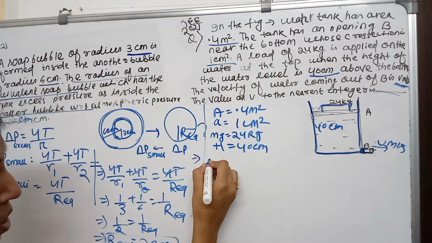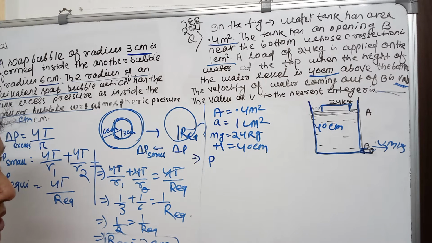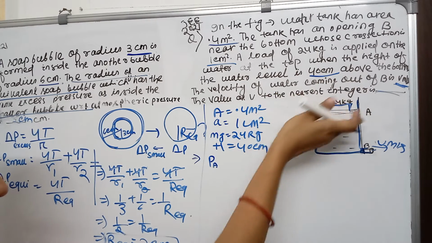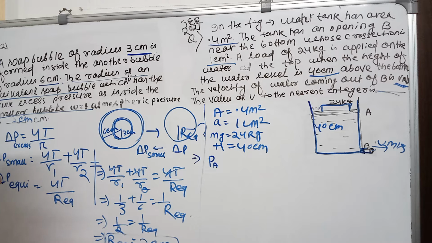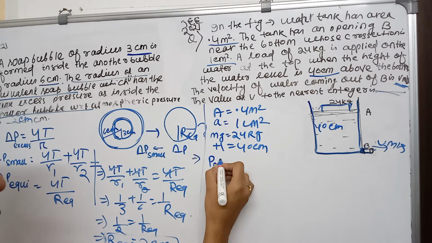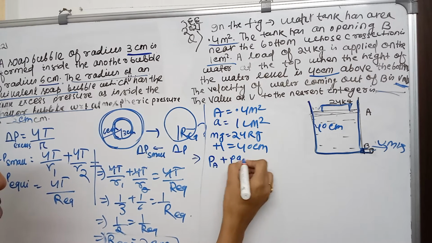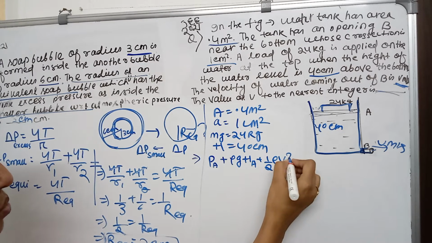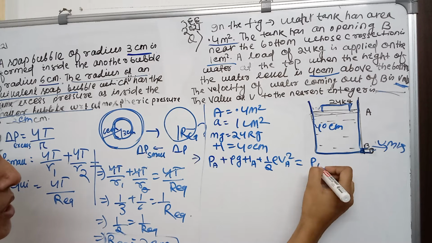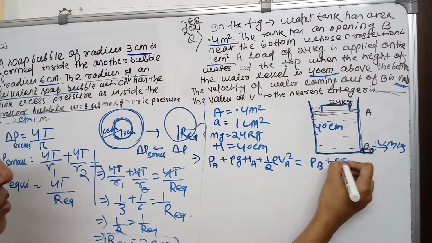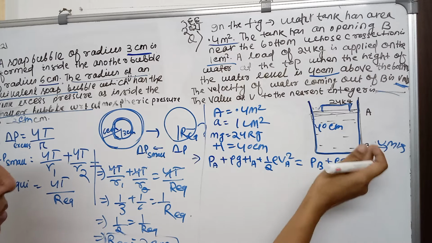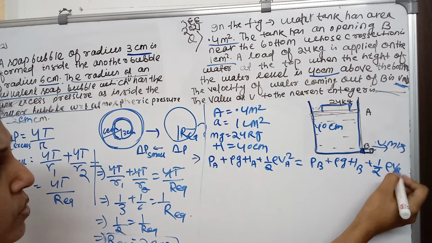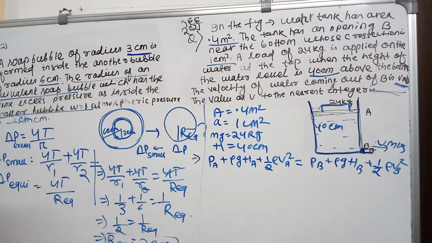The pressure energy at one point, that is the pressure energy at A. Suppose this cross section is A and this cross section is B. So the pressure energy plus the potential energy, that is PA plus rho g HA plus half rho VA square, is equal to the pressure at B plus rho g height of this cross section B plus half rho velocity of B square. So this is Bernoulli's equation.